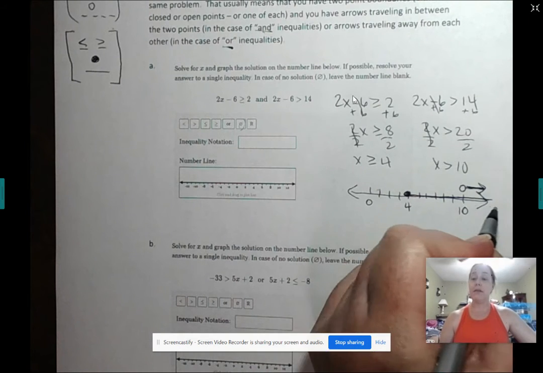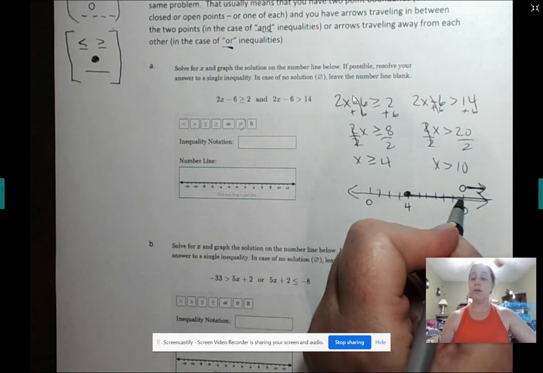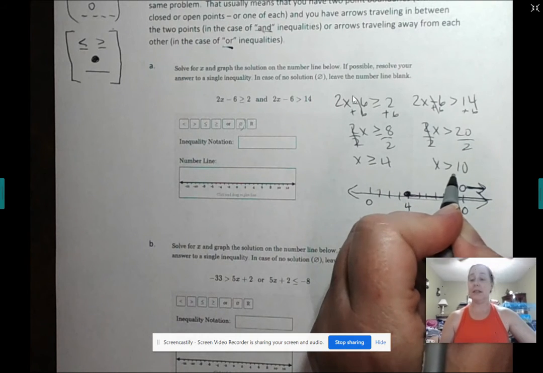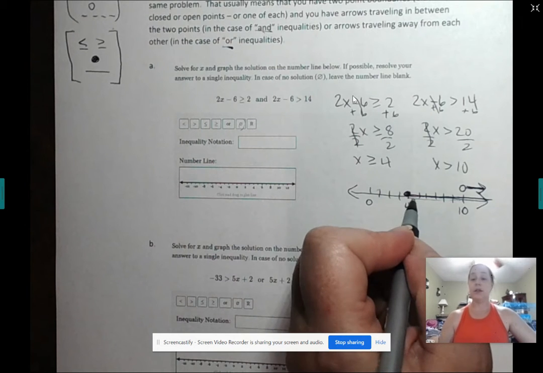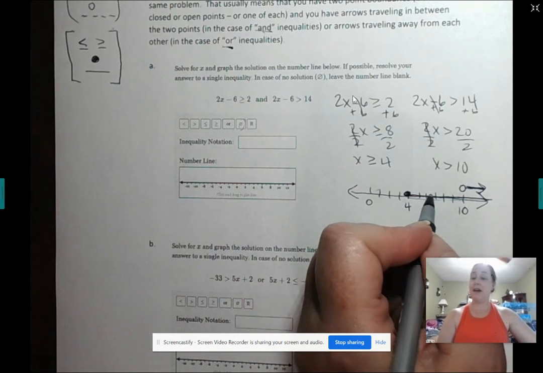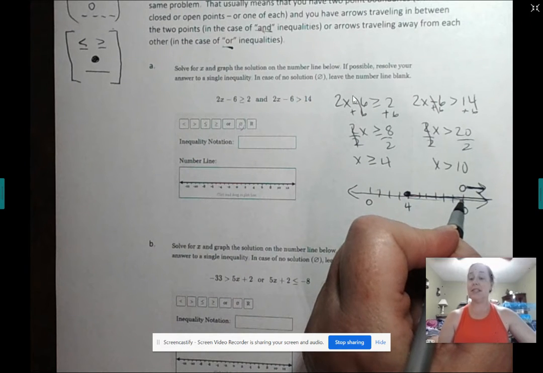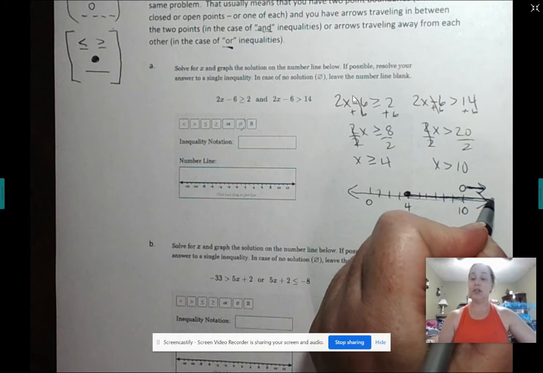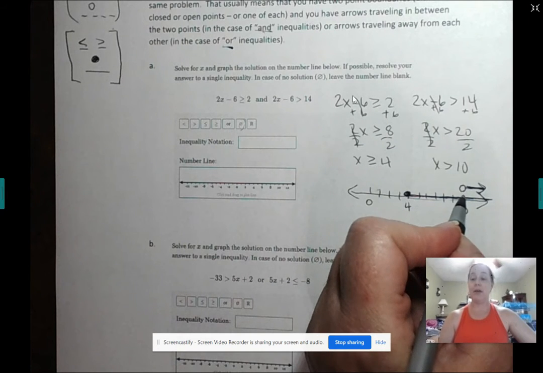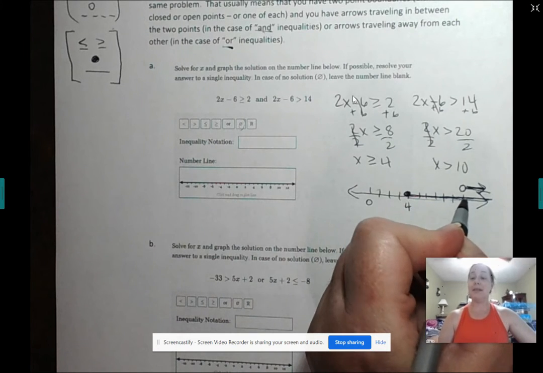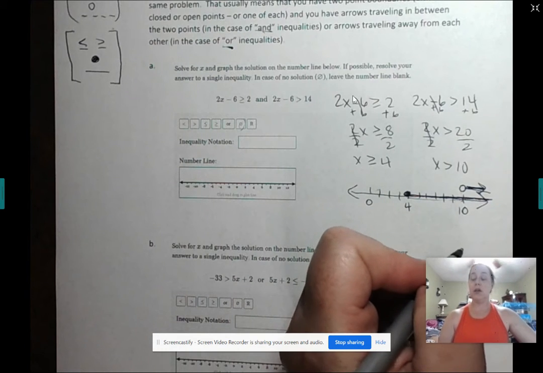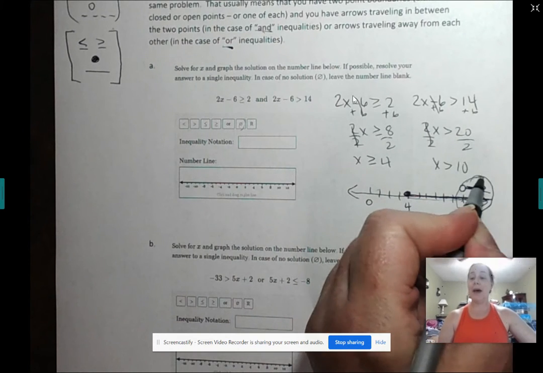So what part of these two graphs is the overlap happening at? This is not included in this second inequality's graph at all. So we cannot include the 4, the 5, the 6, the 7, the 8, or the 9. We can't even include the 10, because this is an open dot, and this is saying that 10 is a solution. That's not an overlap. But where they are the same is everything past 10.